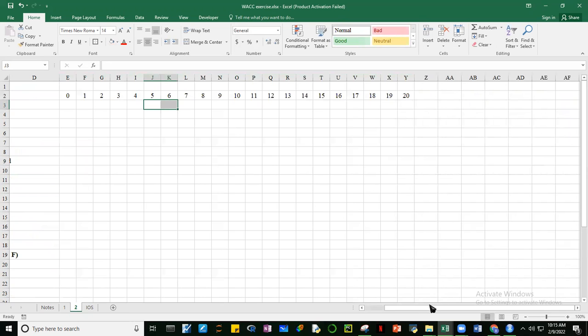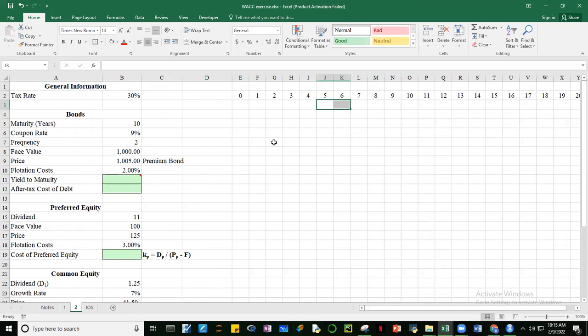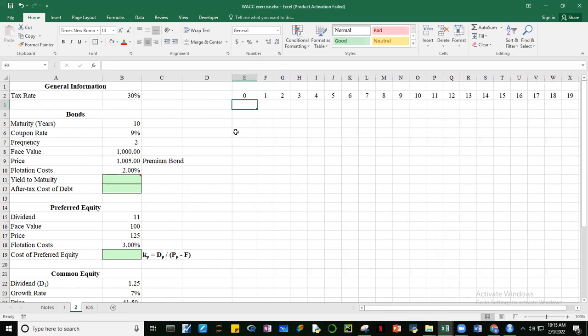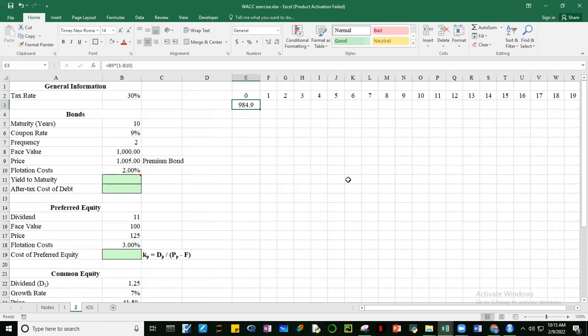Okay, so ganito yung cash flow niya guys, ha? 20 periods, no? Okay, initially, nanghihiram tayo, di ba? So 1,005. So this is cash inflow, manghihiram tayo ng 1,005. Pero may flotation cost siya na 2%. Yan. So ang makukuha talaga natin 984.9. Okay? Although syempre ang pag-determine kung premium siya o discount is the actual price, no? 1,005. So this is a premium bond. Kanina yung example natin, discount bond.